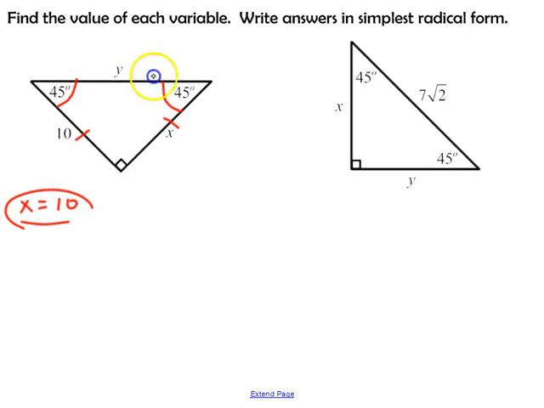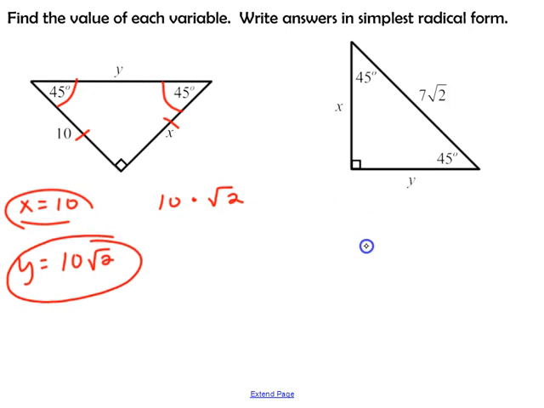To find y, the hypotenuse, remember, we're going to take the leg and multiply it times the square root of 2. Now in this case we don't have any extra simplifying to do, so y is going to equal 10 times the square root of 2. And that's it.